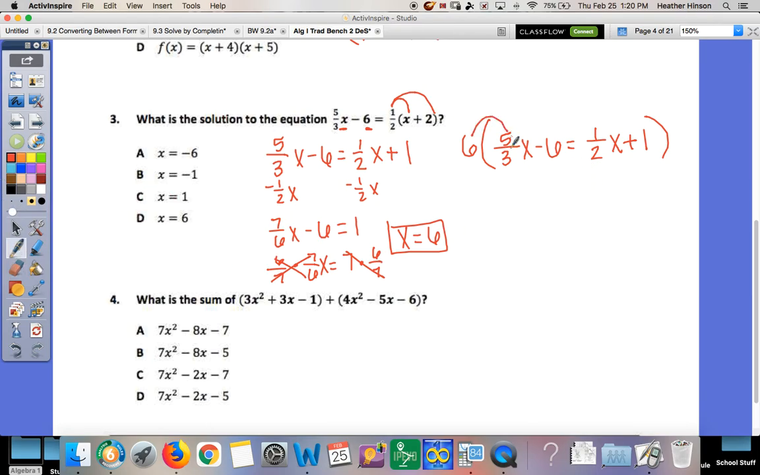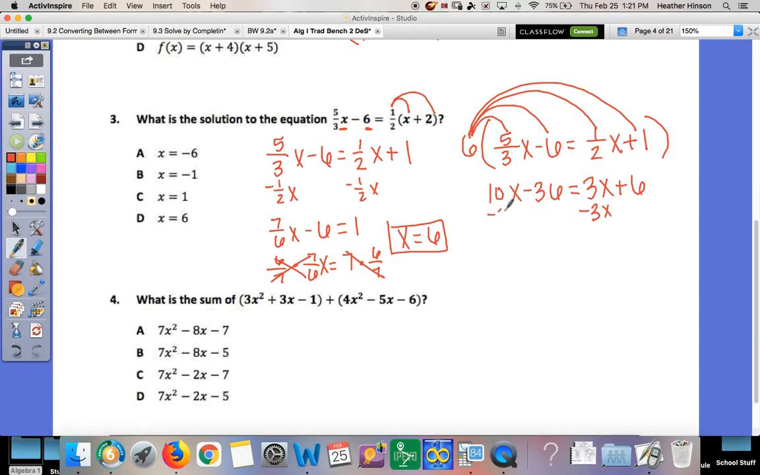So 6 times 5 over 3 is 10x. 6 times -6 is -36. 6 times 1/2 is 3x. And 6 times 1 is 6. So if you get rid of the fractions that way, you can deal with normal numbers and not have to worry about fractions. And then you still do the same thing.